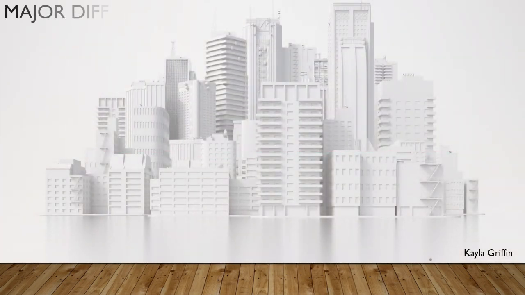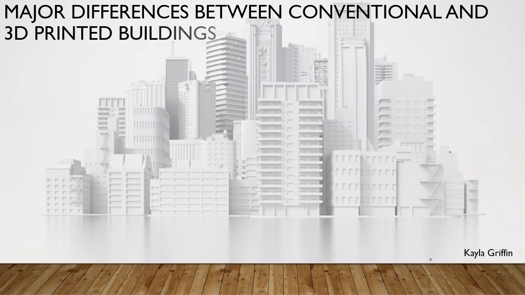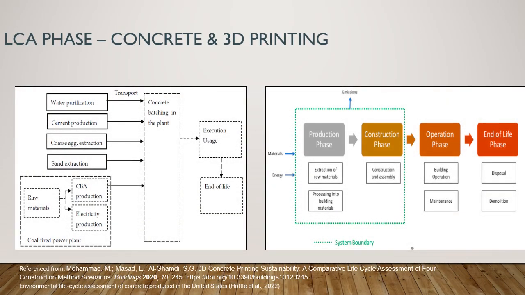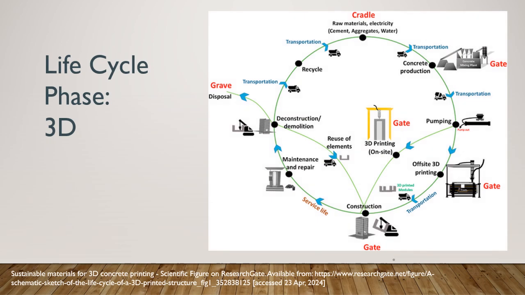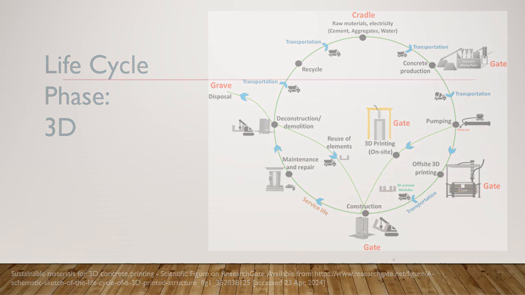The major differences between conventional and 3D printed buildings. The life cycle phases of concrete and 3D printing have similar steps. Both assess environmental impact across a product's life from cradle to gate, sometimes to grave. 3D printing is still relatively new, and there is not as much research, like conventional construction, on the use and end of life.